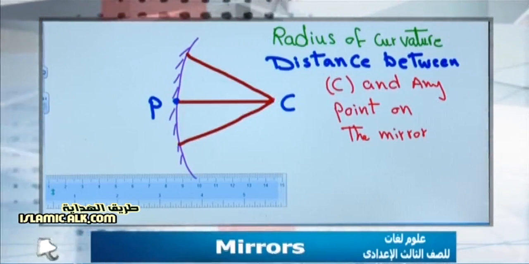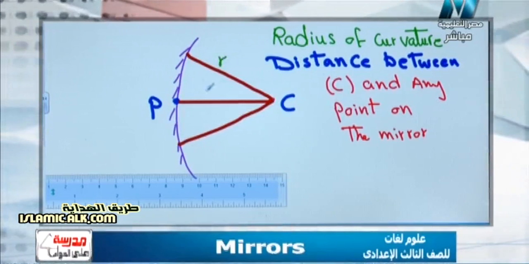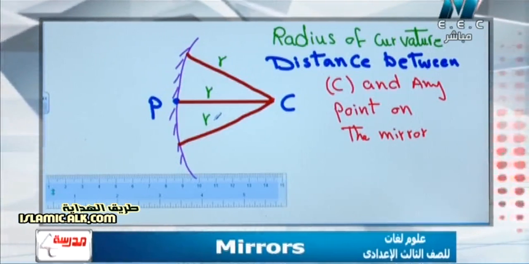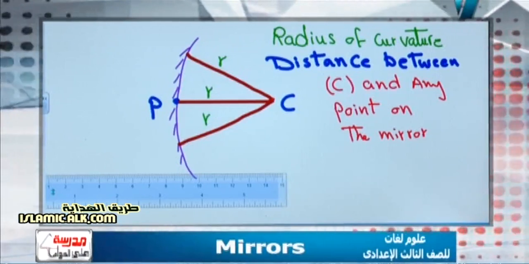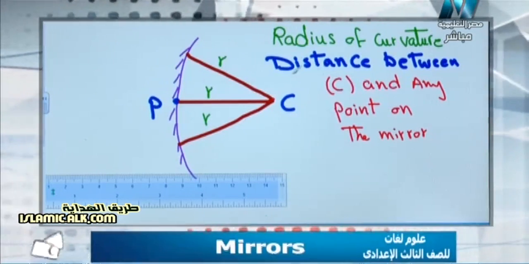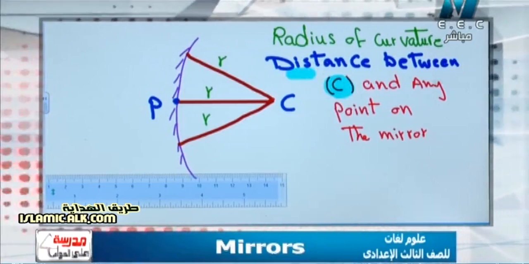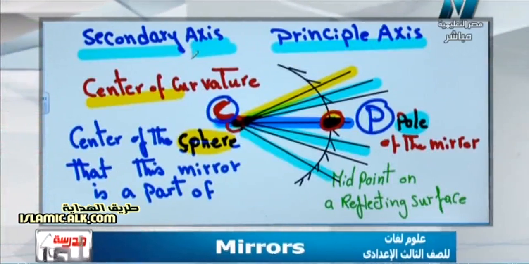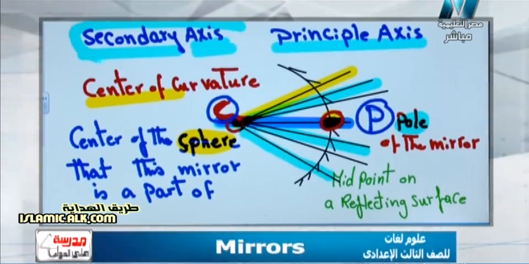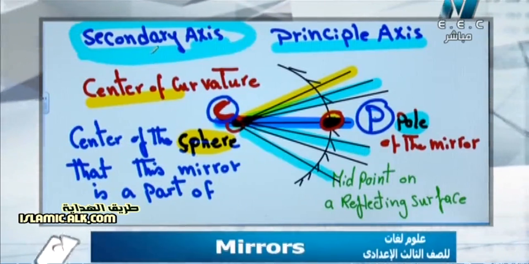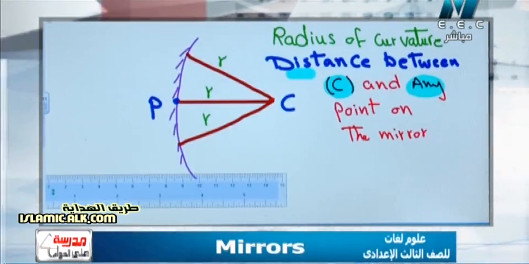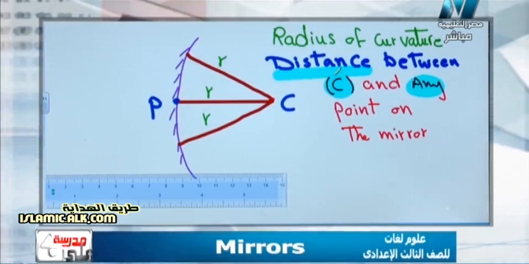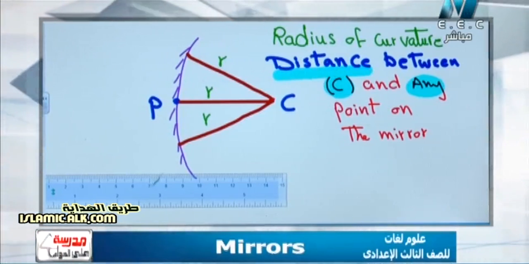So how many radii here? R. We can make an infinite number of radii of curvature. So how many radii of curvature? Infinite number. Why? Because it is a distance between the center of curvature and any point on the mirror. It is like the definition of the secondary axis, but we have a main difference here. Secondary axis is a straight line, but radius of curvature is a distance. So how many radii of curvature? Infinite.